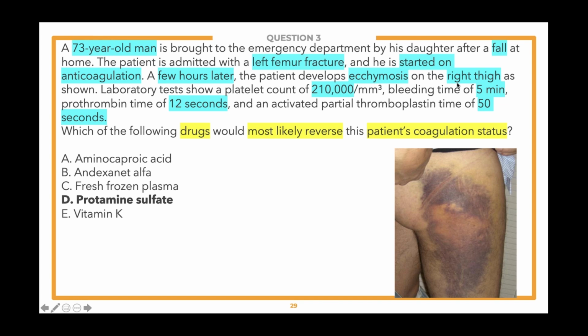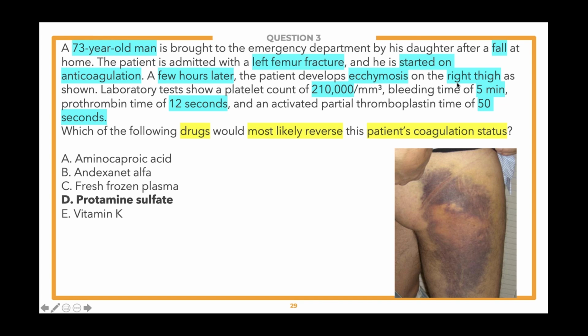Okay. Andexanet alfa, answer choice B. That's really used to neutralize the anticoagulant effects of factor 10A inhibitors like rivaroxaban and apixaban, and that's not what we're talking about here. And as a result, you're not going to typically see a partial thromboplastin time being increased. So that's another reason why that's not correct.